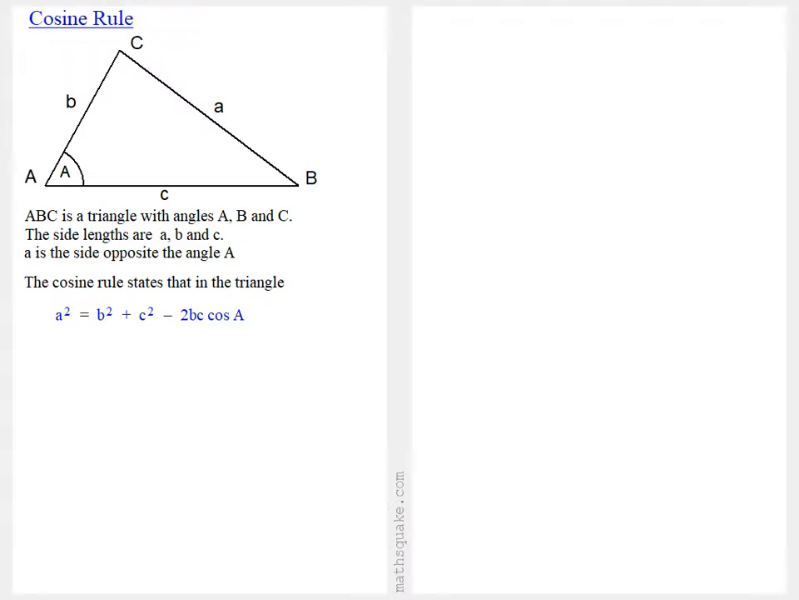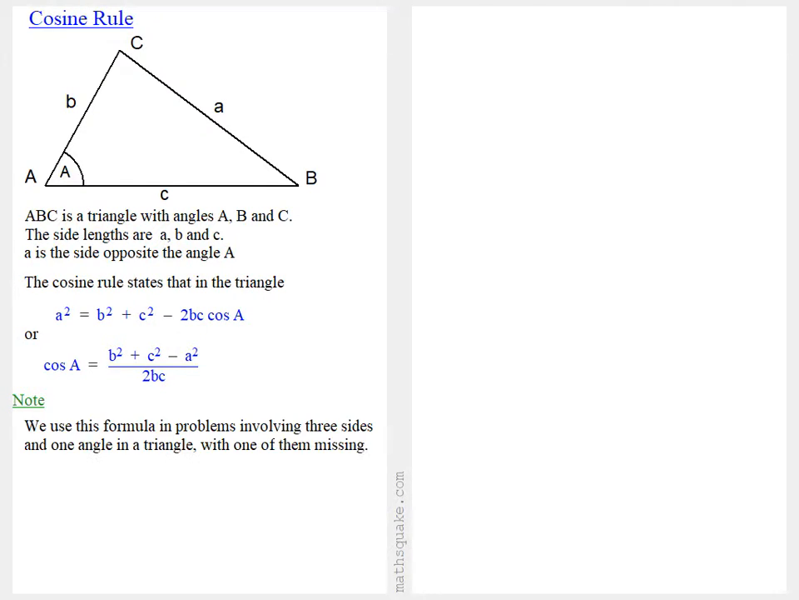Then the cosine rule states that a squared equals b squared plus c squared minus 2bc cos A. Or we can rearrange that: cos A equals b squared plus c squared minus a squared all over 2bc. Note, we use this formula in problems involving 3 sides and 1 angle in a triangle, where one of those is missing.